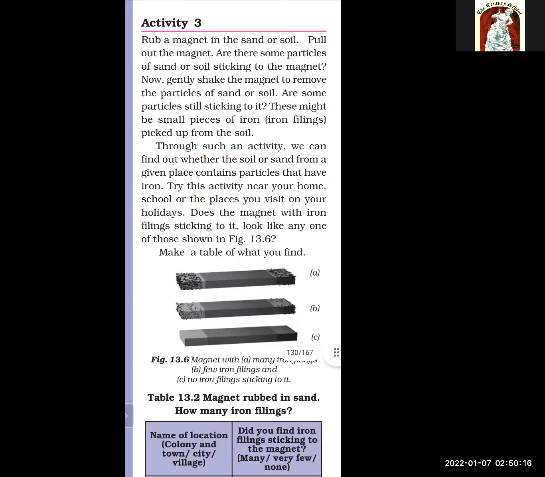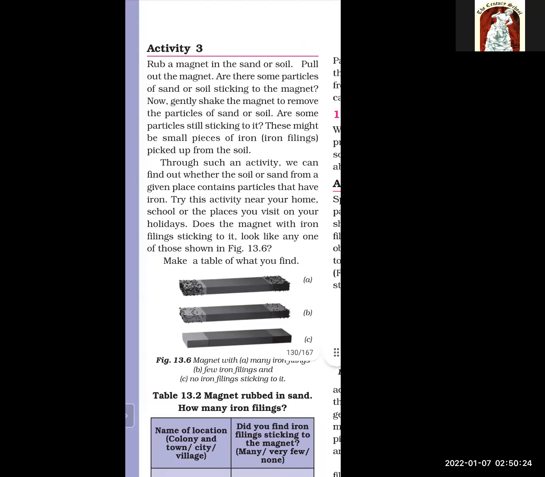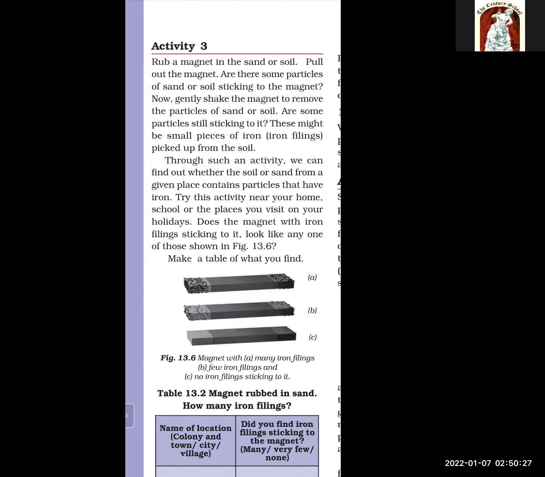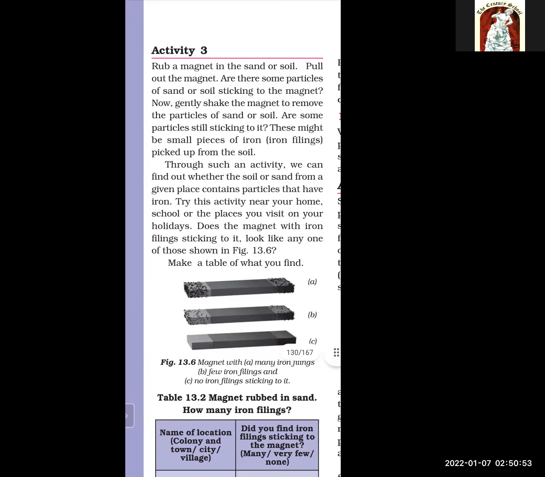Some particles are sticking and these particles are of iron. Through such an activity, we can find out whether the soil or sand from a given place contains particles that have iron. Try this activity near your home, school, or the places you visit on your holidays. So we will rub a magnet in the sand.